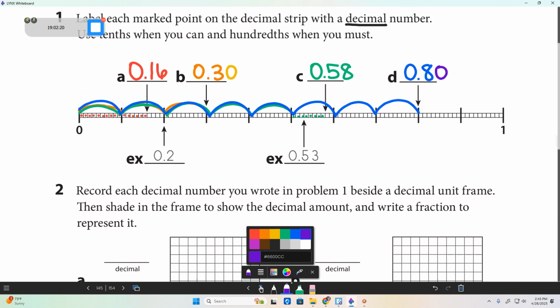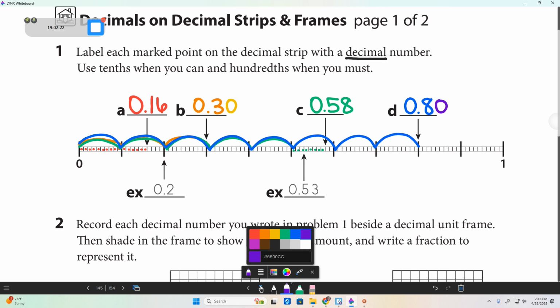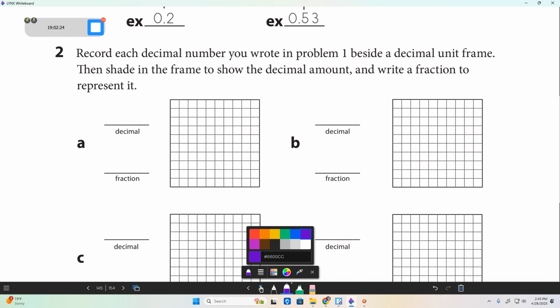All right, so the first one, letter A, says 16 hundredths. So let's go ahead and rewrite it here so we know what we're looking at. 16 hundredths. And let's write it as a fraction. 16 hundredths. And then we just have to shade it in. So go ahead and shade in 16 little squares. And it's okay if you shade in a different 16 than I do, as long as 16 out of 100 are shaded.